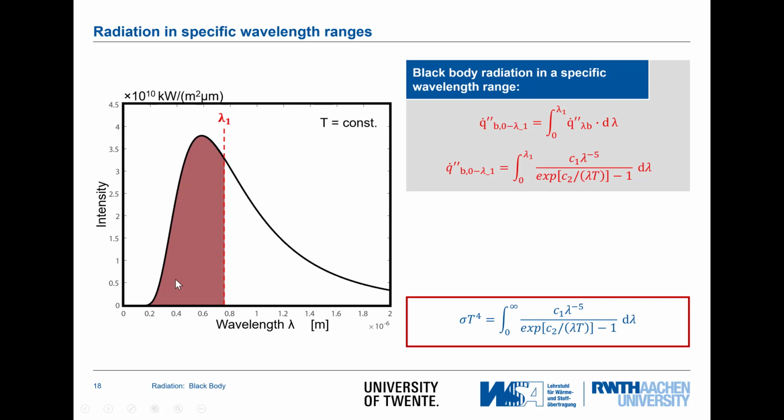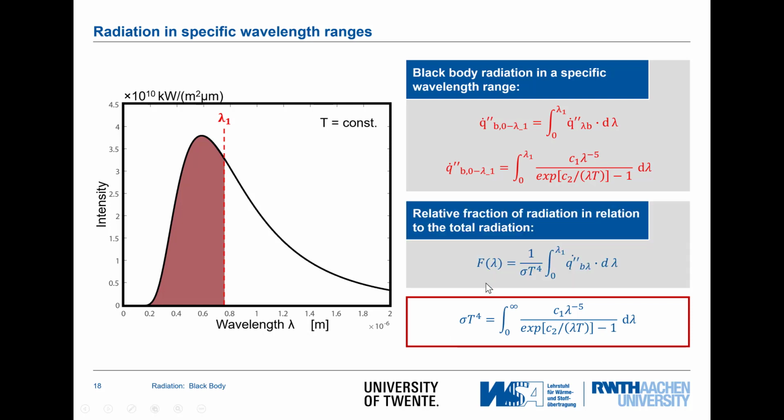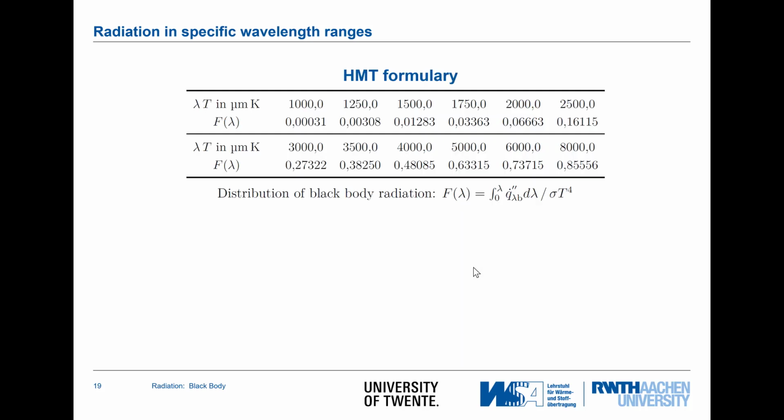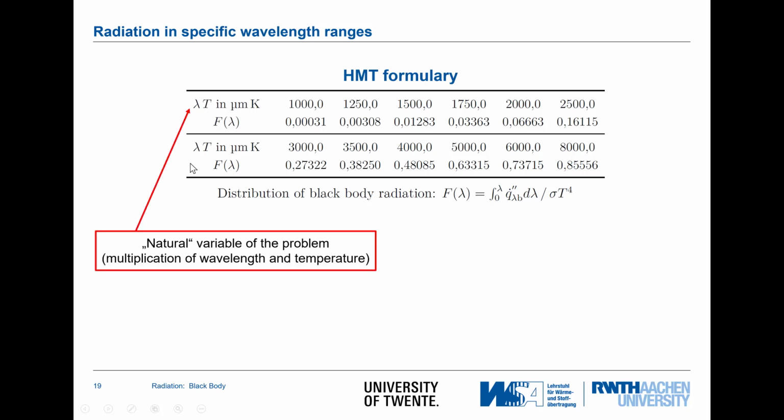That's the entire surface area here, and we have calculated that by sigma times T to the power of 4. So if you want to know the fraction of radiation between 0 and lambda 1 that a black object emits at a certain temperature, we have to divide by sigma times T to the power of 4 to get that fraction. You don't have to do that because we provide you a formulary at the end of our script. That formula is just a table where you select a value of lambda times T, and then you find that fraction. This lambda times T is the natural variable of the problem.